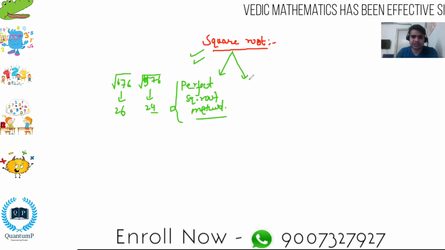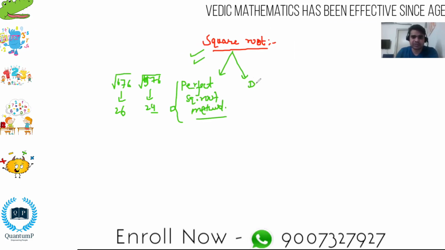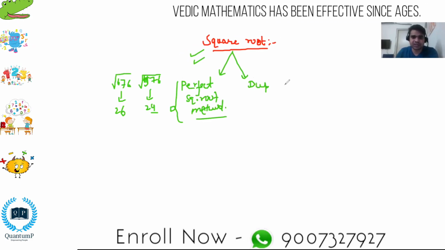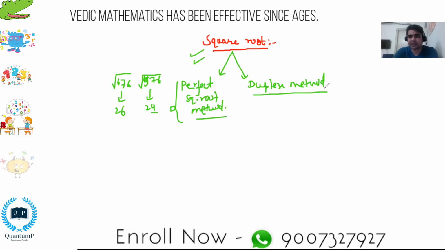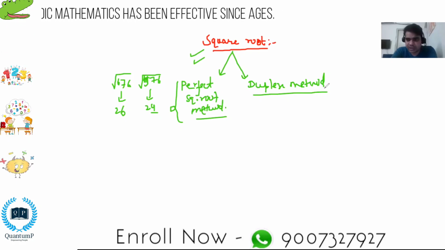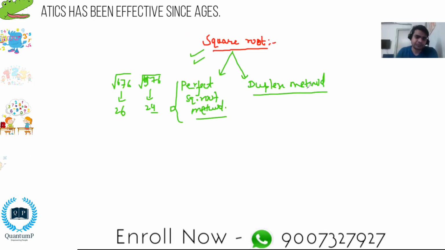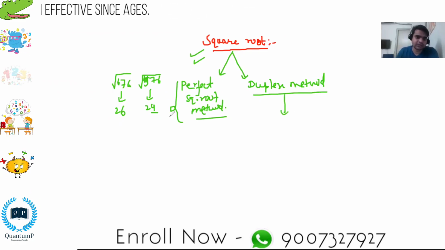And the second method which I'm going to tell you is called the duplex method. In the square chapter we have done the duplex, right? So we are going to use that duplex again here to solve the sums. So let's see the first method first.